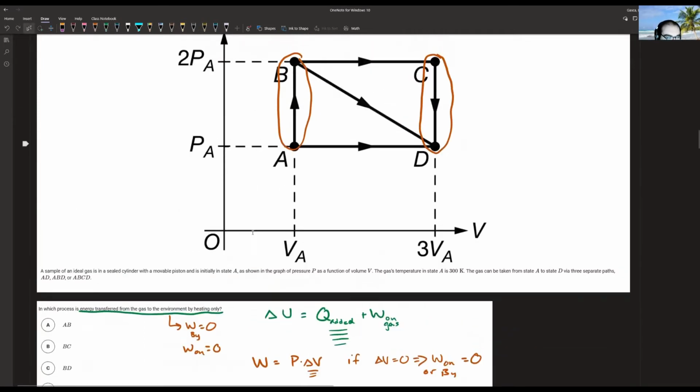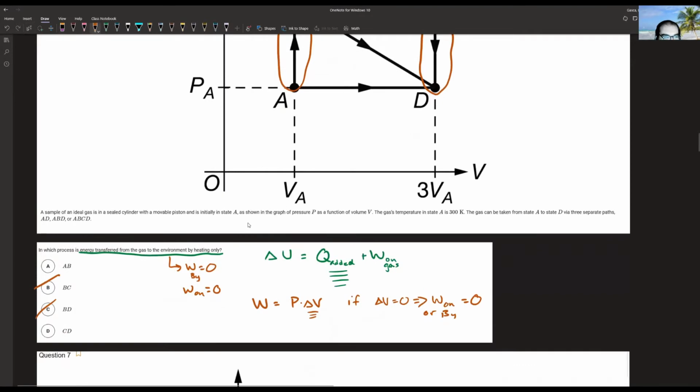So let's go ahead and cancel out B to C, and then B to D, which leaves us with just these two. The next part is that we need to find a scenario where heat is transferred from the gas to the environment. So the first law of thermodynamics says that Q is positive if heat is added to the gas, and Q is negative if it is lost. If heat is lost by the gas or the system in question, then the sign for Q will be negative.